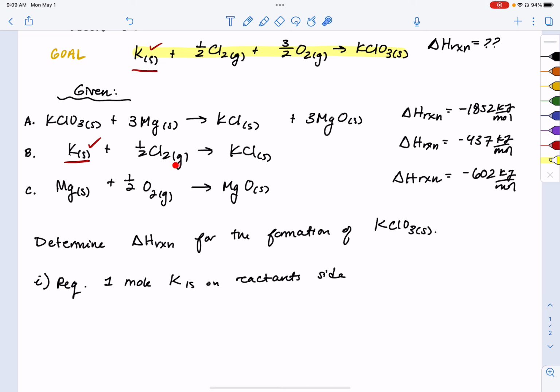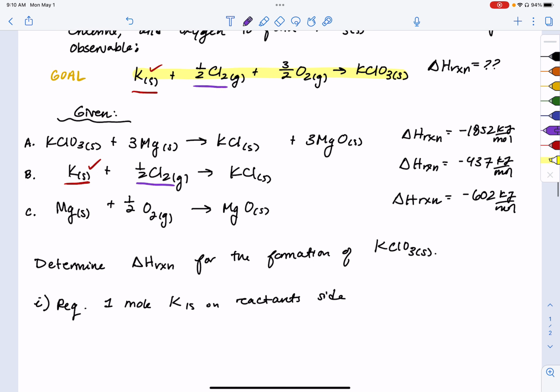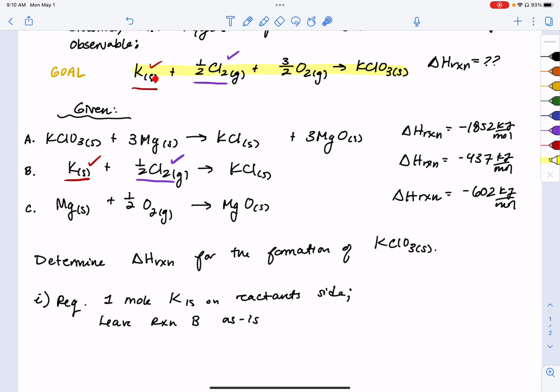So B also has 1/2 mole of chlorine gas on the reactant side. And if I look at my reaction of interest, the reaction I'm trying to craft from these given reactions, I see that this also has 1/2 mole of chlorine on the reactant side. So it looks like if I leave reaction B as is, then I'll at least have taken care of 2 of my reactants that are needed.